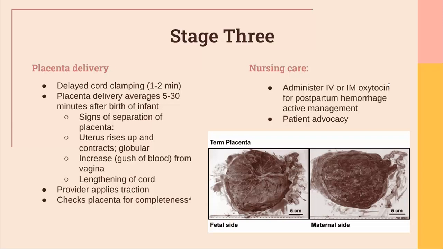Most of the time in small community hospitals, as soon as that placenta is born, or sometimes even as soon as that anterior shoulder is born, you're going to start that IV pit. If a woman doesn't have IV access, you can give oxytocin or Pitocin IM. And then patient advocacy is always a part of all the stages.